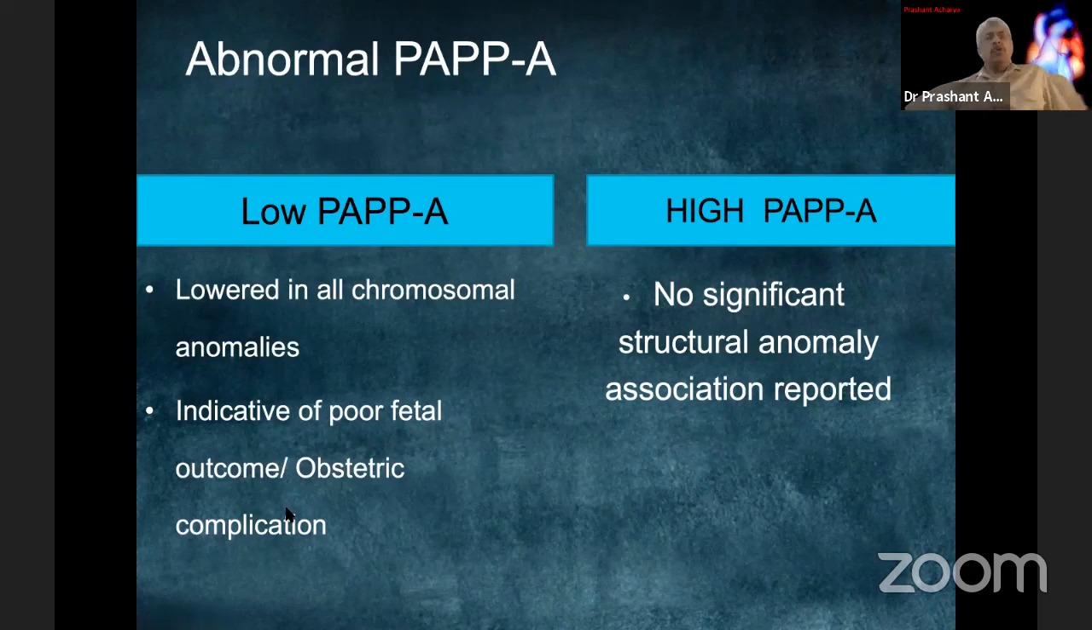So if you know how to read low PAPP-A, anything below 0.4 MoM, please be careful. That lady may develop preeclampsia, hypertension, growth restriction, not only Down syndrome. So be careful. Low PAPP-A is not only Down syndrome, but also indicative of possible poor outcome and obstetric complication. High PAPP-A has no value.